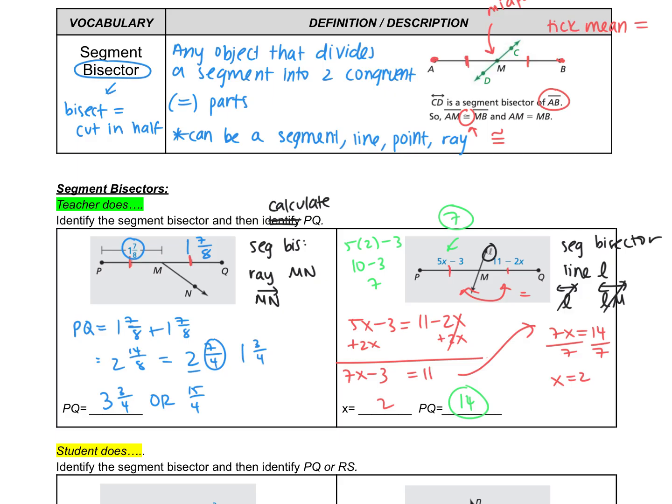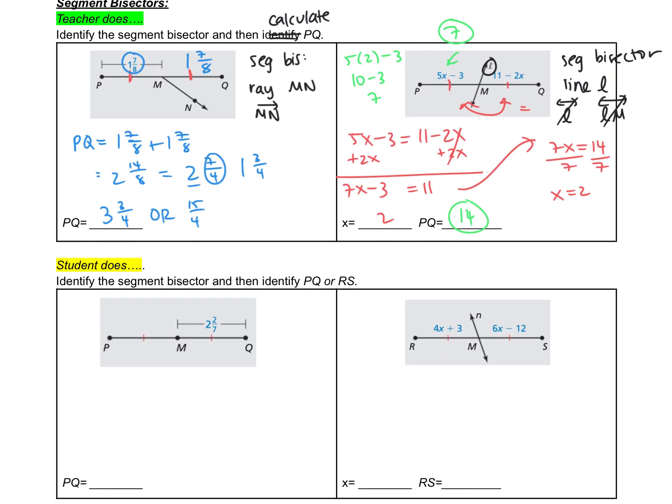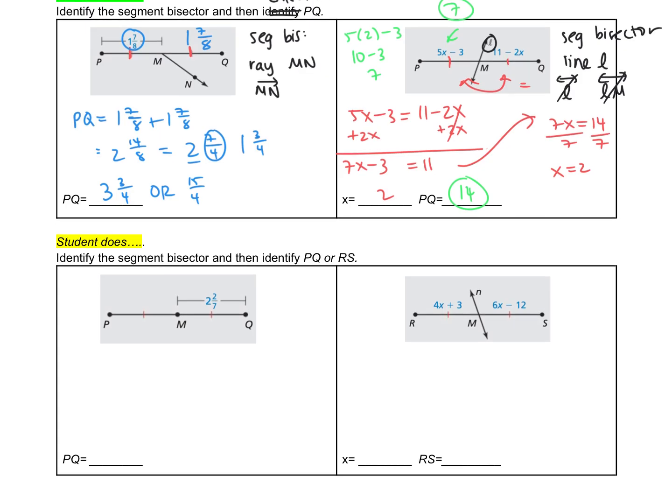Questions before you do a few? Okay. What you are going to do is the next two, you will identify the bisector and then calculate the entire length. So I want you to take a few minutes to do that with the person next to you. So if you have not moved your desk with them, please do so and give those next two a try.